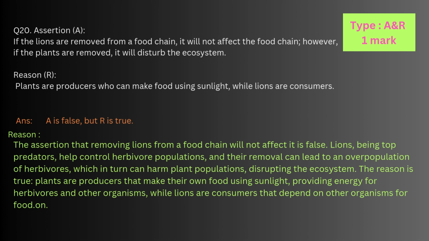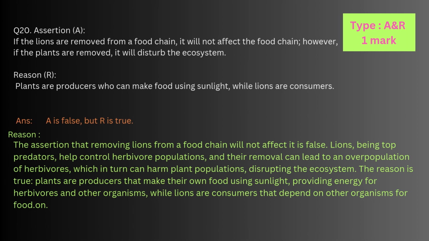In the assertion statement, removing the lions, which are the top predators, would indeed affect the food chain. Lions regulate the population of the herbivores, which in turn impacts the plant population. Removal of lions can lead to an overpopulation of herbivores, which would then consume more plants, causing an imbalance in the ecosystem. So therefore, the removal of the lion does affect the food chain.